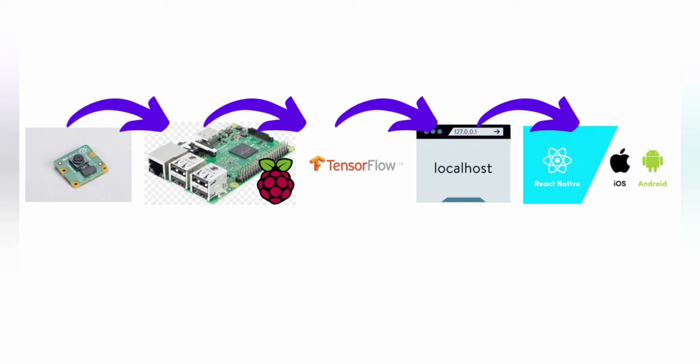The output from the TensorFlow model is then cast onto a web server, or just a localhost, which can be accessed via a specific port from the IP address at which it's being broadcast. And then using a web view with React Native from our mobile app, we can extract the live video with the object recognition layered on top of it.